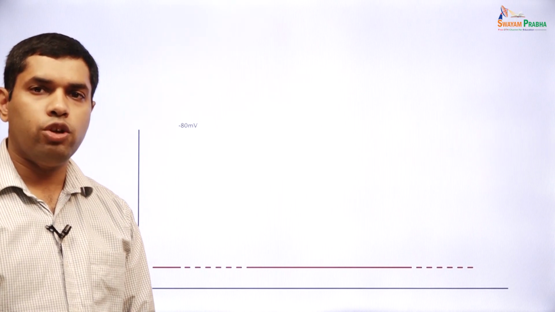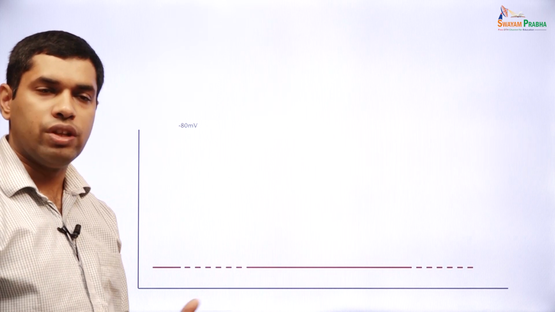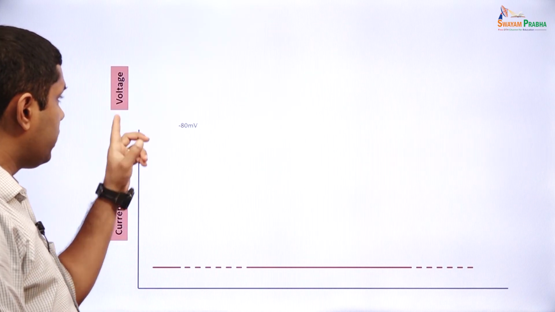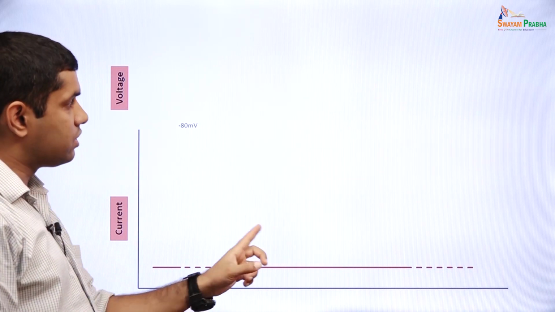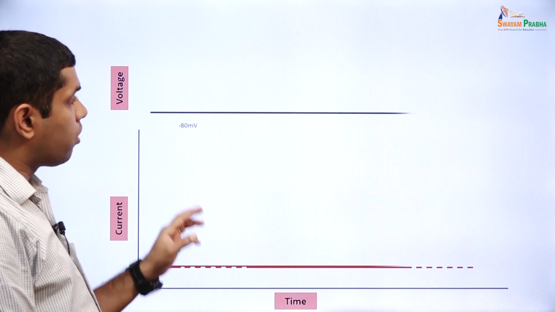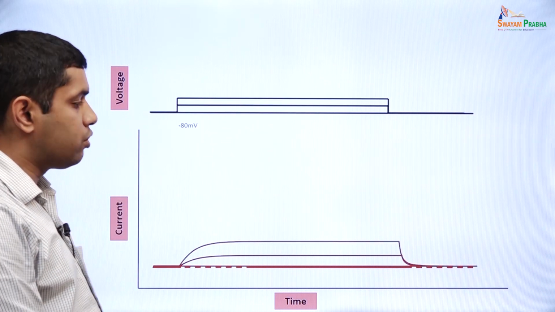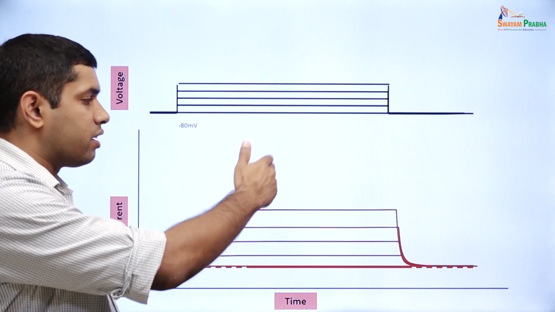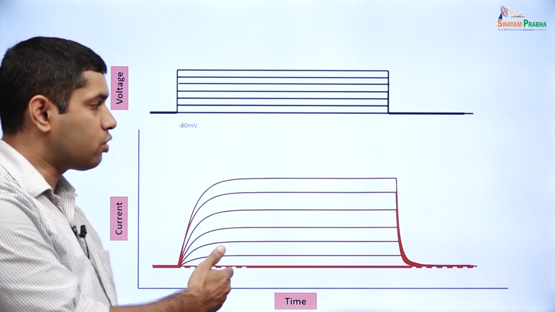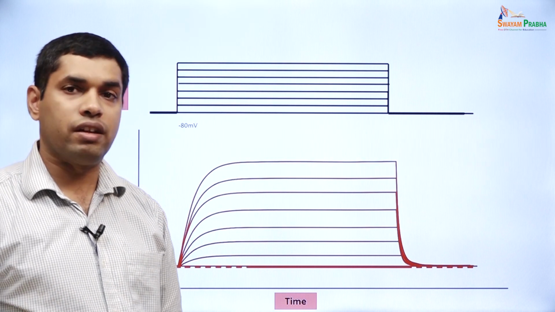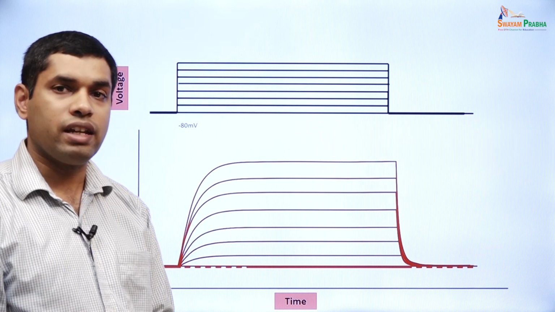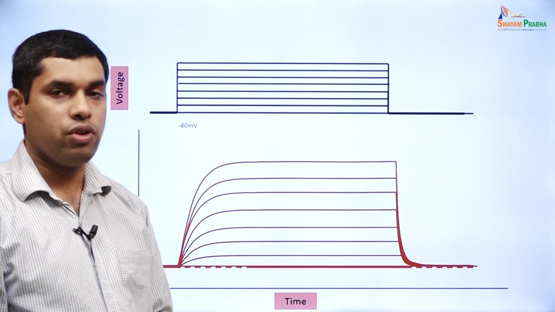A typical recording of these currents is something that's shown in this animation, where we have the voltage that's applied to the cell shown on top and the current that is developed shown below. So as different voltages are applied to the cell, a family of currents is seen, and an analysis of these currents helps us identify what is the type of current or the type of ion channel that is present on the membrane.